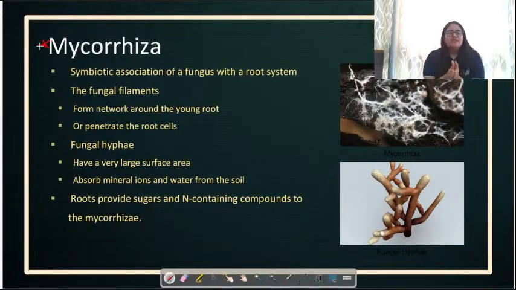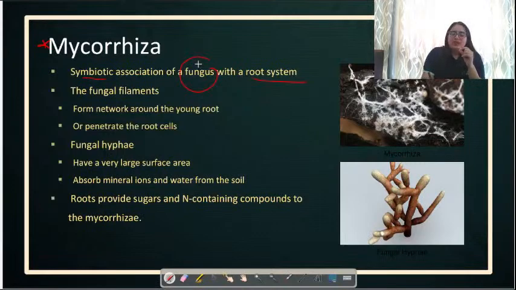So mycorrhiza is an association present in some plant root systems, where it helps in the absorption of water and minerals, right? So what is mycorrhiza? It is a symbiotic association of a fungus with a root system, specifically the roots of higher plants. So not to forget, students, what exactly happens?